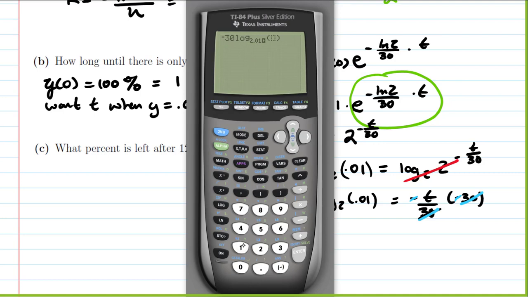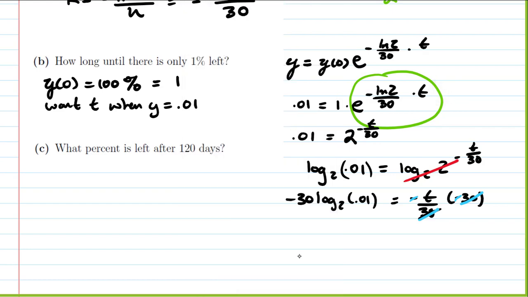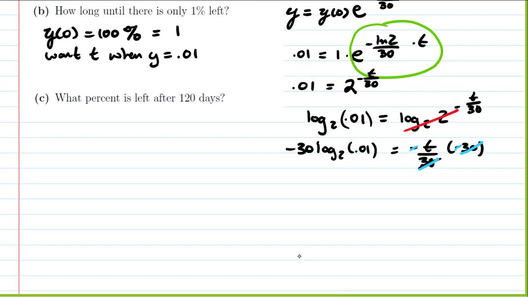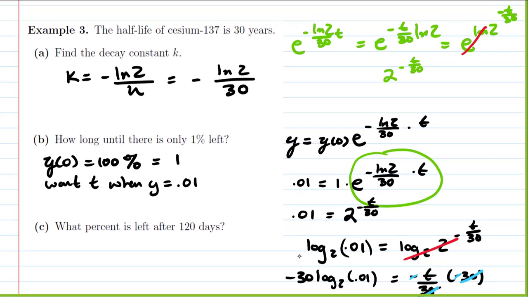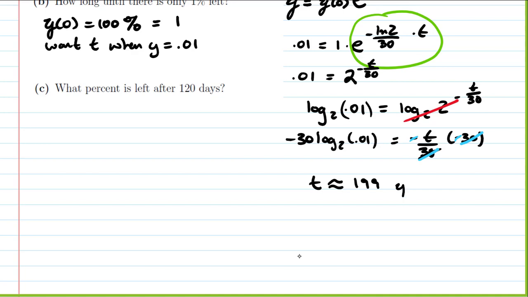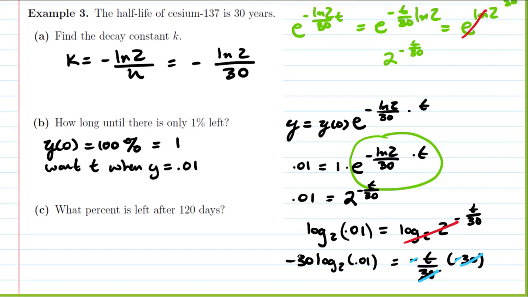Logarithm base 2 of, not 2.01, log base 2 of 0.01. And we press enter, and we get 199.31. So we get t is approximately 199. So it would take about 199 years for 99% of the cesium-137 to decay.